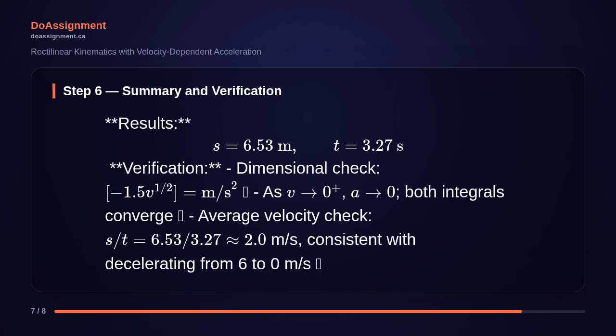To summarize, the particle travels 6.53 meters before stopping, and this takes 3.27 seconds. As a quick check, the ratio of distance to time is about 2 meters per second, which is a reasonable average velocity for a particle decelerating from 6 to 0. The integrals also converge properly as v approaches 0, confirming the solution is mathematically sound.